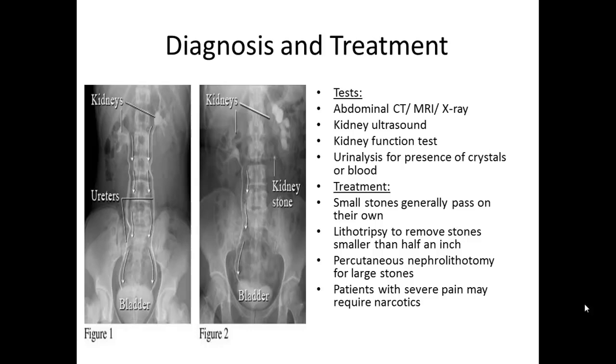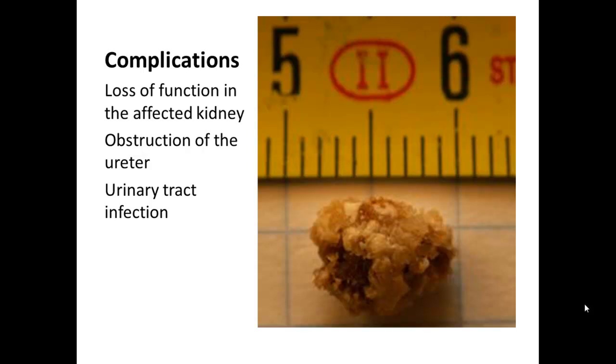Diagnosis and treatment includes abdominal CT, MRI, X-rays, kidney ultrasound, kidney function test, urinalysis for presence of crystals or blood. Treatment includes: small stones generally pass on their own, lithotripsy to remove stones smaller than half an inch, percutaneous nephrolithotomy for large stones. Patients with severe pain may require narcotics. Complications are a loss of function in the affected kidney, obstruction of the ureter, and urinary tract infection.